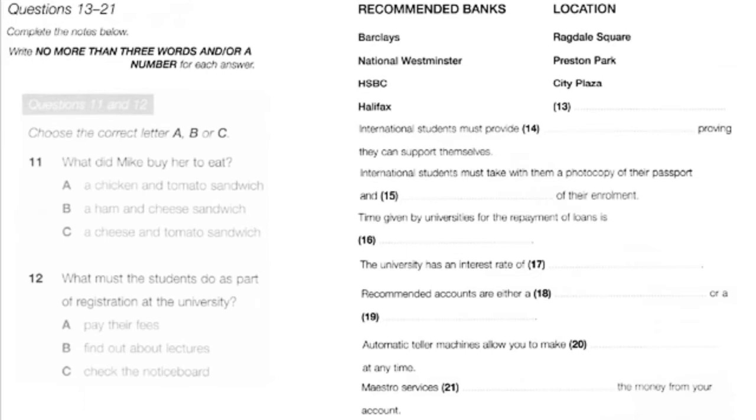Within the city and in close proximity to the university are HSBC in City Plaza, Barclays in Ragdell Square, National Westminster in Preston Park, and Halifax in Hope Street. At this stage, I just want to inform international students that not all the services available for resident students will be available to you. As international students, you need to provide documentation stating that you have funds available to see you through the duration of your study. Different banks have different policies, so search out the one that will benefit you the most. You will also need to provide a photocopy of your passport and certification of your enrolment in the university.